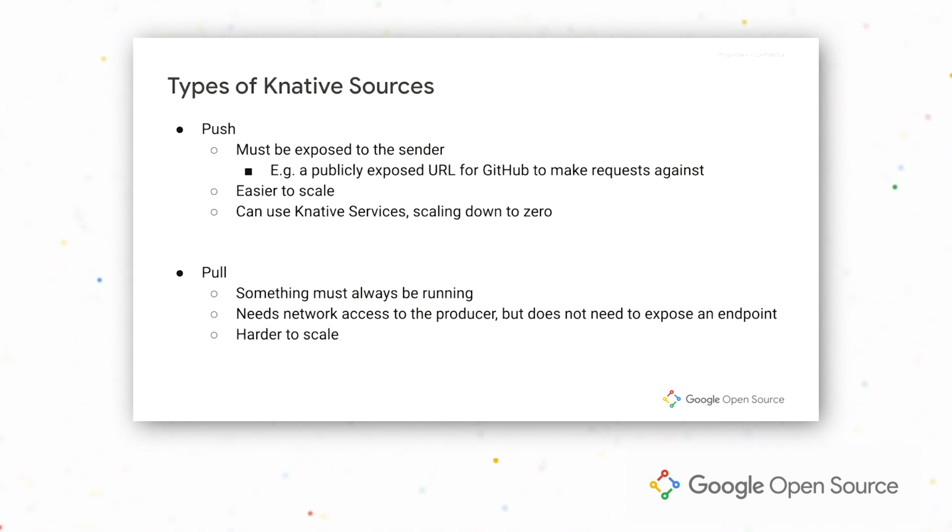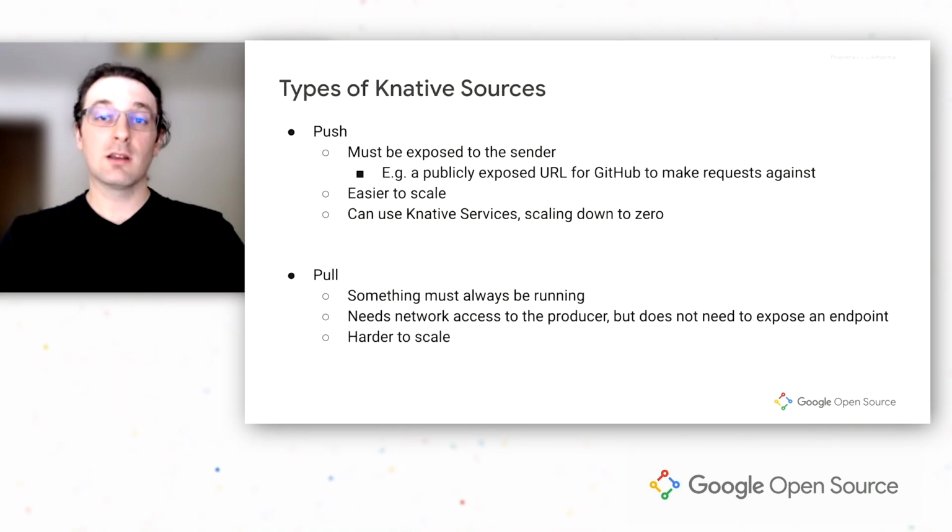Push-based sources are ones where an upstream event producer pushes an event into our source, such as GitHub source, where GitHub makes a HTTP request to our source. This has the downside that we must expose an endpoint for our source to hit. It doesn't necessarily have to be on the public internet, but it does have to be somewhere that the producer can reach. One of the large upsides is these are much easier to scale. We can leverage things like Knative Serving, which already does this, to scale up to meet demand and scale down to zero when there isn't any.